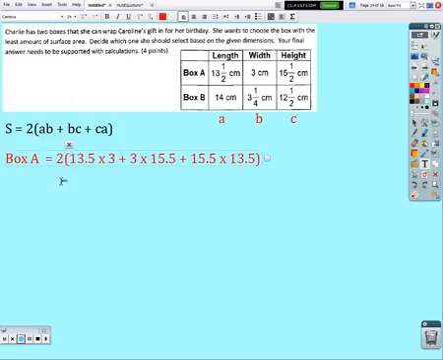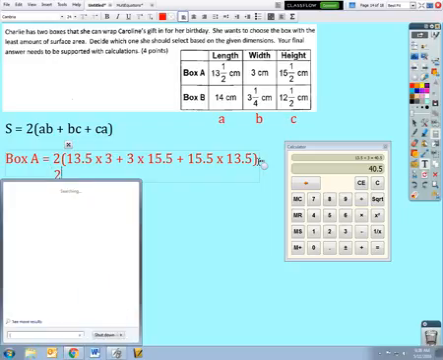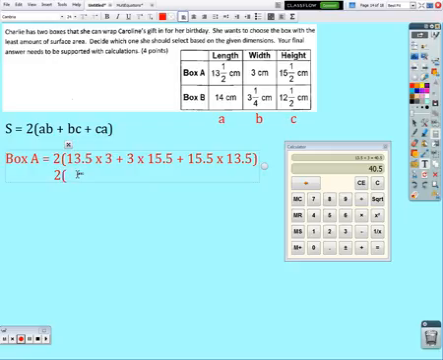Now, because my pen's not working, I'm going to pull a calculator out here and do some multiplication. The first thing I do is 13.5 times 3, which equals 40.5. The 2 still stays on the outside: 2 times 40.5 plus, now we have 3 times 15.5. Well, 3 times 15 is 45, so this has to be somewhere around 45. 15.5 times 3 gives me 46.5.